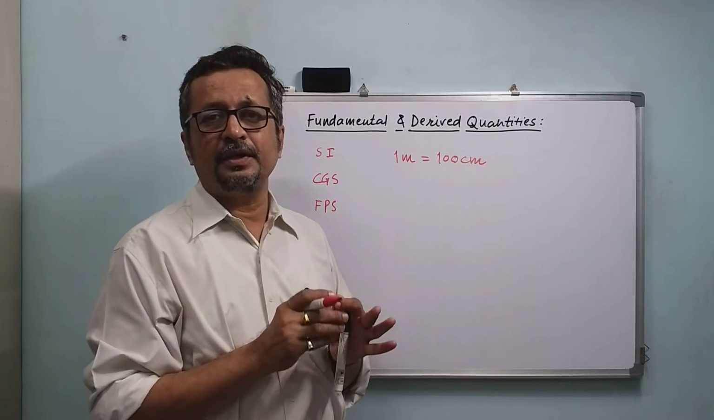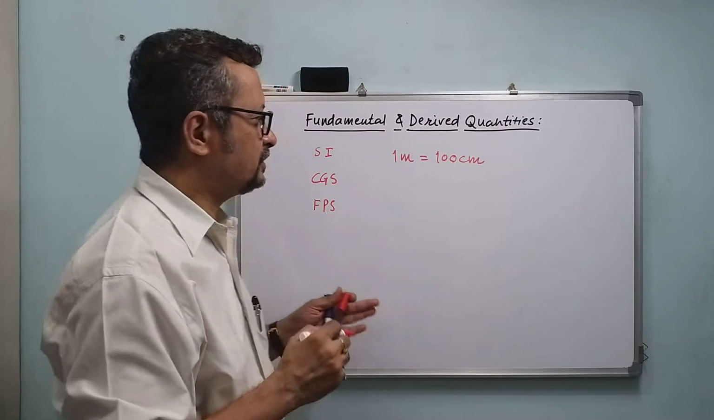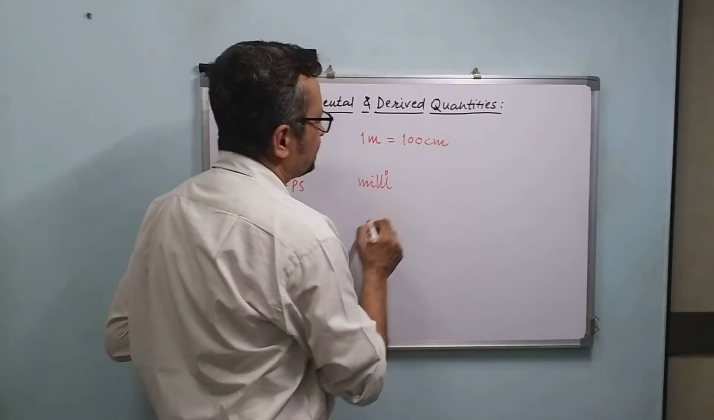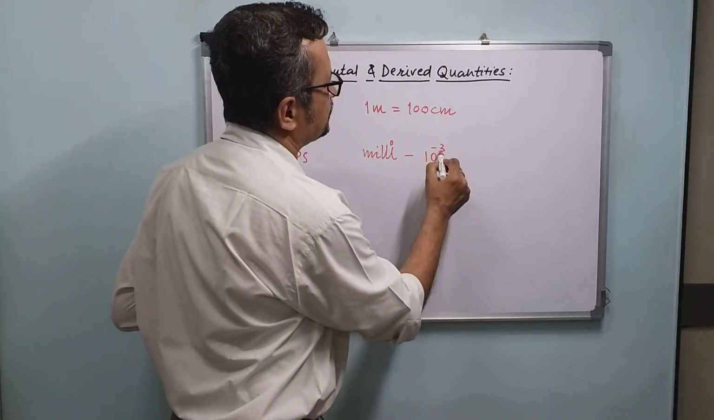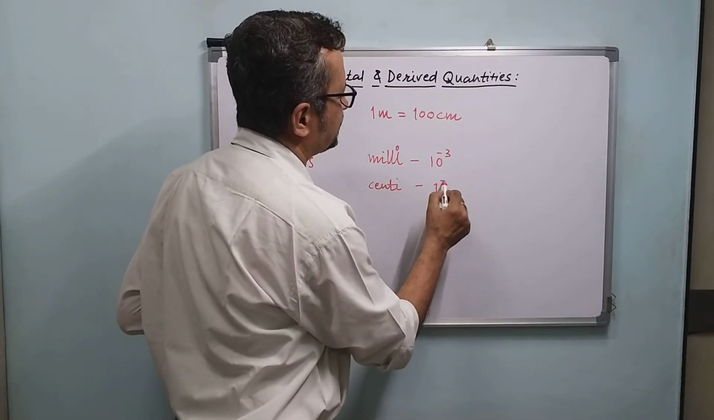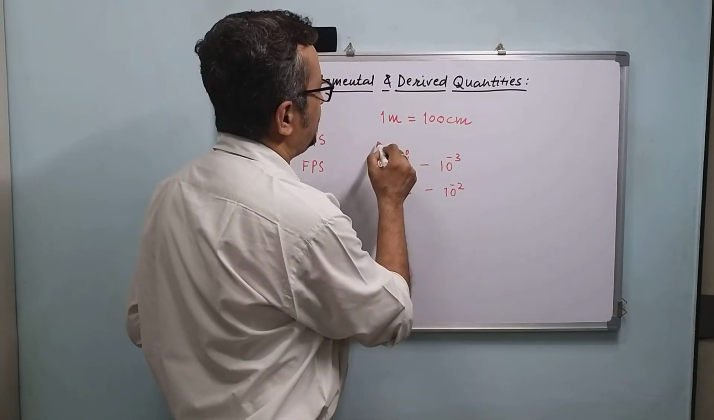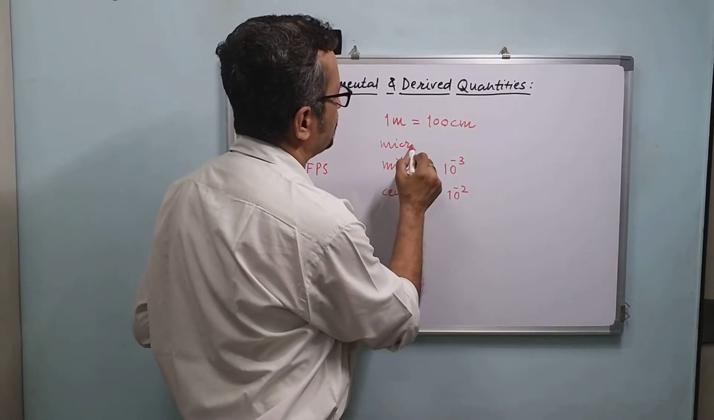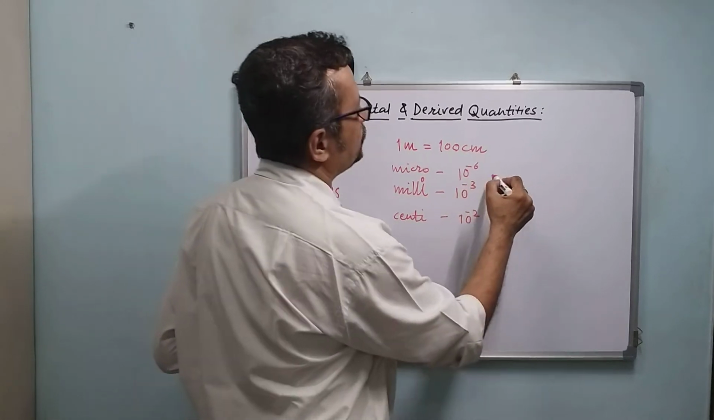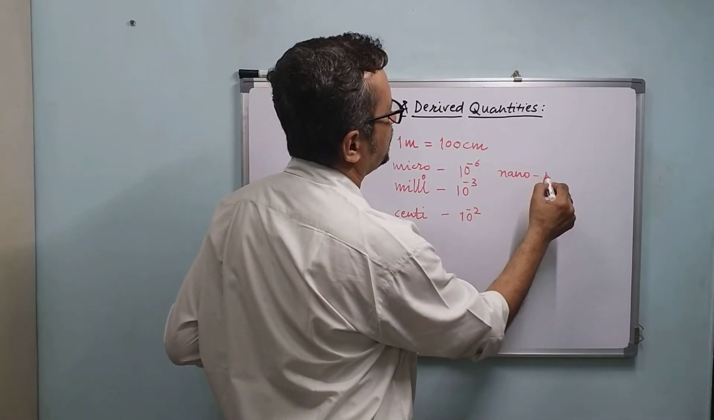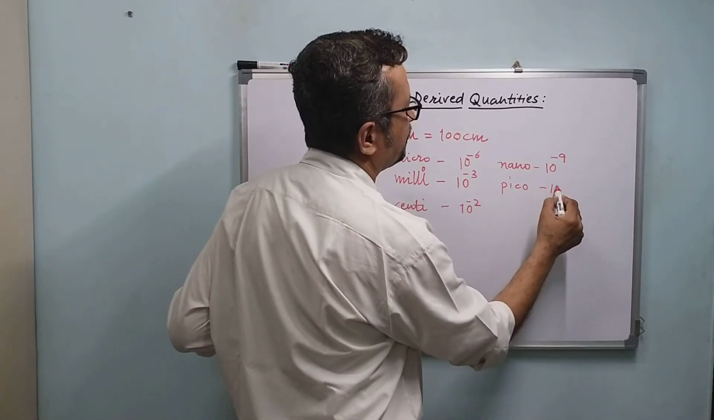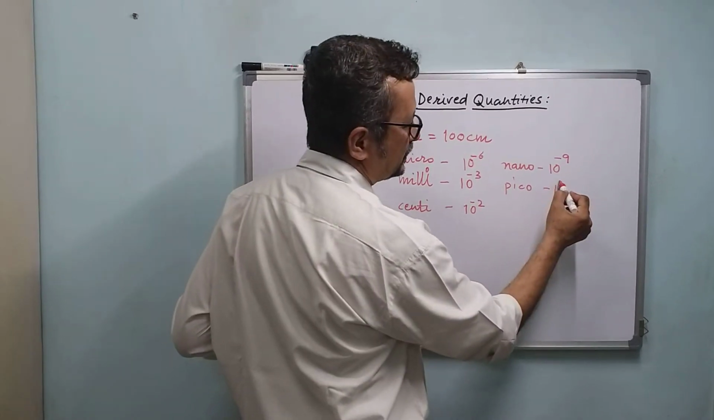There are different small and large units. Let us see what they are. So when I have milli, then I divide by 1000. When I have centi, I divide by 100. Then I have micro, I divide by a million. When I have nano, I divide by a billion. When I have pico, I divide by 1000 billion.